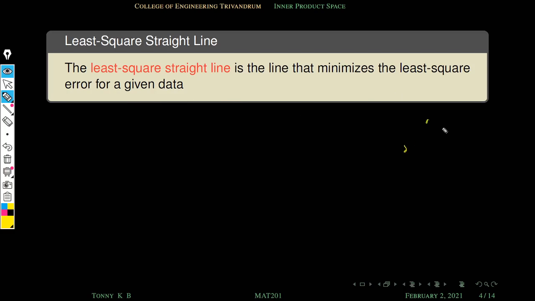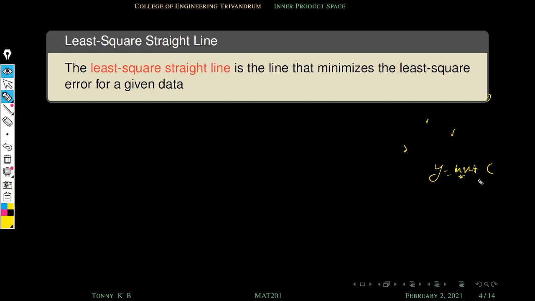So we have a data like this, and we have to find the best linear relation. Best linear relation means we have to find the best straight line. What do you mean by best straight line? The best straight line means the straight line which minimizes the least square error. Then how to find the straight line? We know that the equation of a general straight line is y equal to mx plus c.